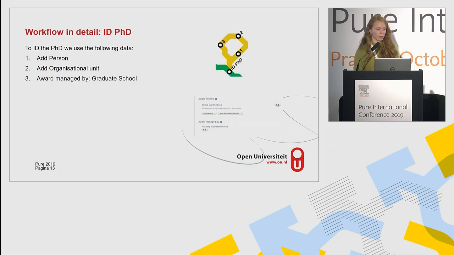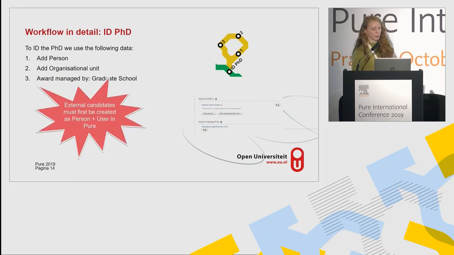Thirdly, we also set the managing organization to the OUNL Graduate School. This is the unit within our institution that's responsible for monitoring the PhD progress. By setting this managing organization, it also provides a good basis for filtering and reporting later on.